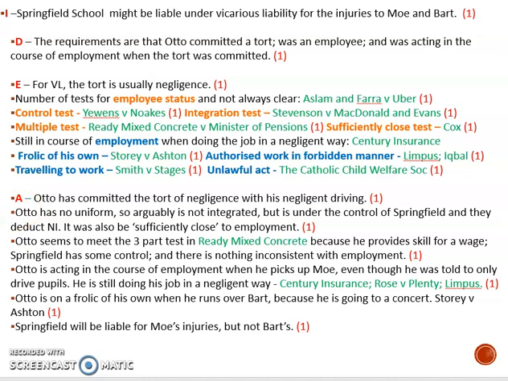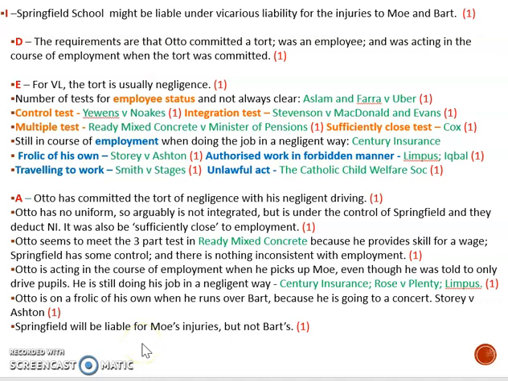And then considering the next situation with Bart, Otto's on a frolic of his own when he runs over Bart because he's going to a concert. And again, you could compare that to the facts of Story and Ashton. That was when I think they were delivering wine in a horse and carriage. It was a very old case, and they went off on their own business. So that was similar to what's happened here, and that was held to be a frolic, and the employer was not responsible. So our conclusion here is quite nice and straightforward.